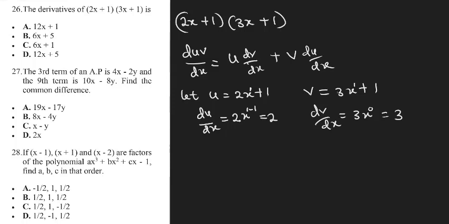So substituting into this formula, we have our u. Our u is what? Our u is 2x plus 1. So we'll say 2x plus 1. Then we have dv/dx. So what is dv/dx? dv/dx is 3. So we'll put 3 here. Then plus, what is our v? Our v is 3x plus 1.